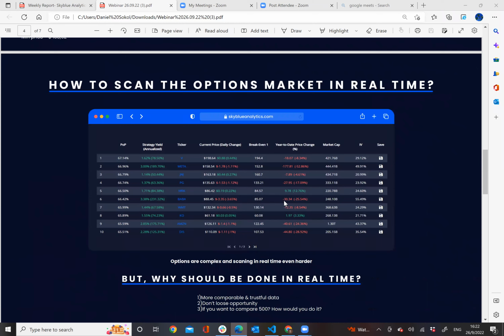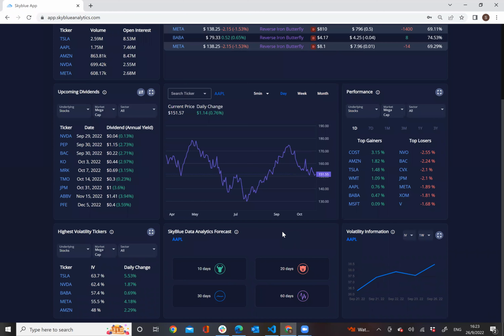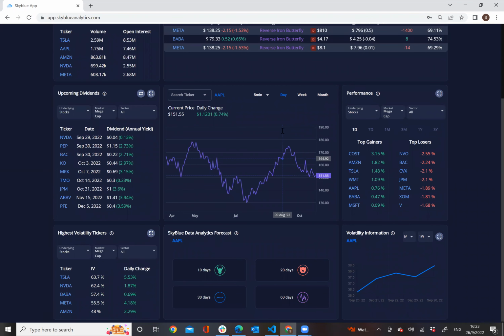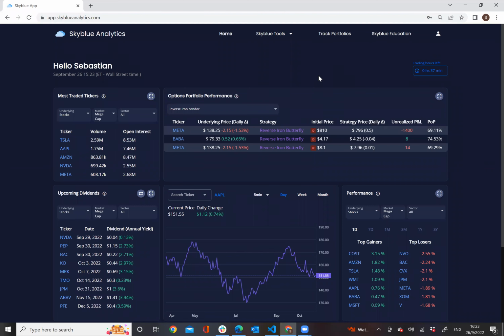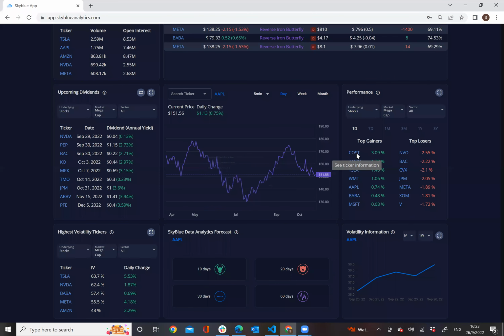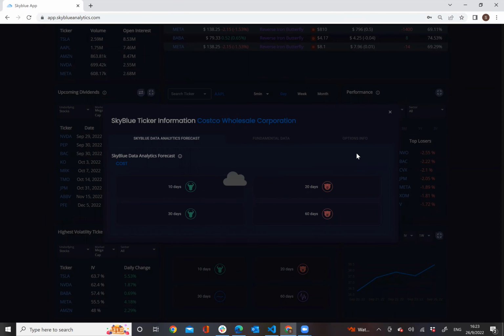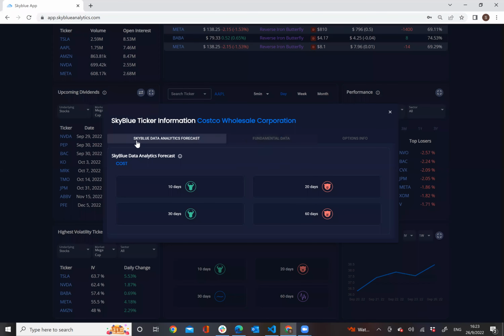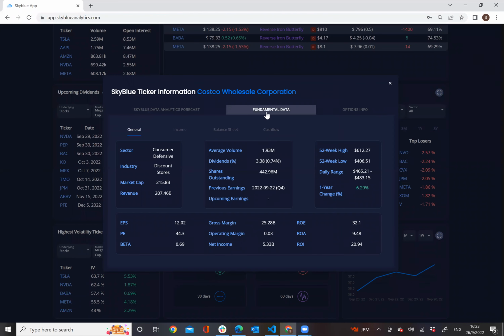And now, in the second part of the webinar, we are going to jump into the platform, and I'm going to show a little more of what we have here and how we do things in SkyView Analytics. So basically, this is the home. This is the area where you have information just about the market, the performance of stocks and how they are doing. You can press on one of these tickers, and you can visualize some information which provides you SkyView Analytics forecast data, which is based on volatility. We are going to do a webinar over this, and also you have fundamental data. Let's take Costco because it was here at the top.